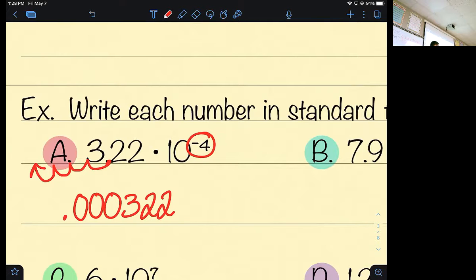So this very, very small number, 0.000322, is the same as 3.22 times 10 to the -4. They're the same number. Scientific notation is just another way of writing a number. Don't think of scientific notation as a math problem. It's just another way of writing a number.